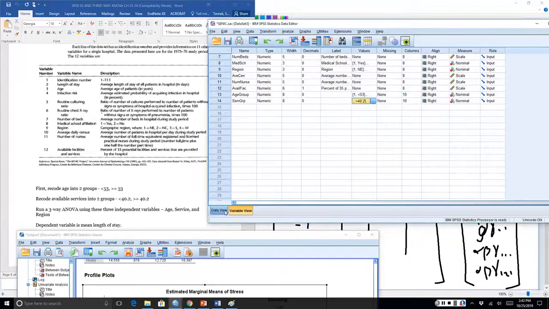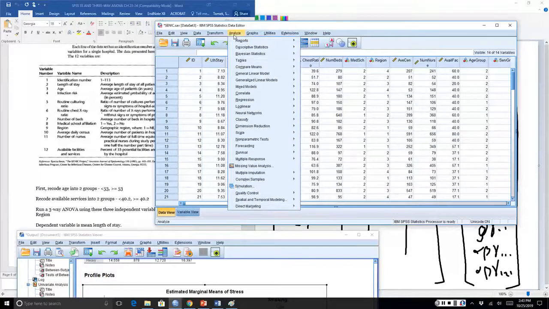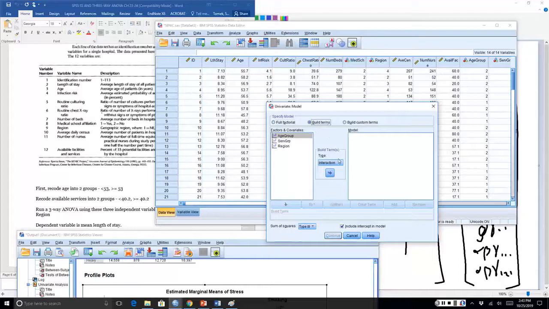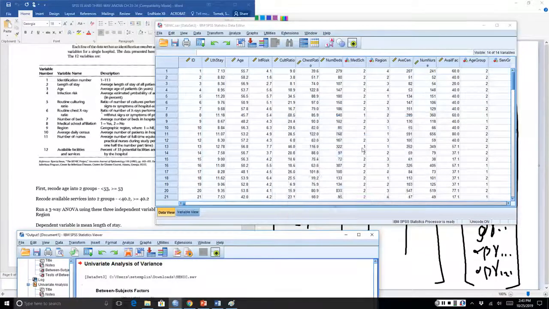All right, so now we want a three-way ANOVA with age, services, and region. So we're going to go to Analyze, General Linear Model, Univariate. The dependent variable is length of stay. So we have the age group, service, and region. We want to start with a full factorial ANOVA, so I'm just going to go ahead and build the full factorial. So we have the main effects, all two-ways, and all three-ways.